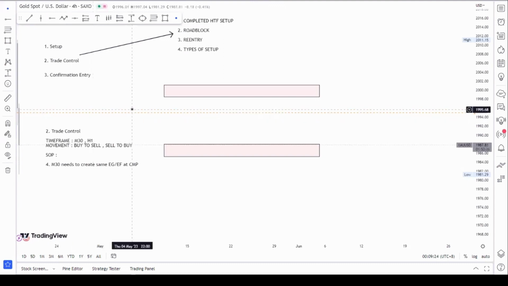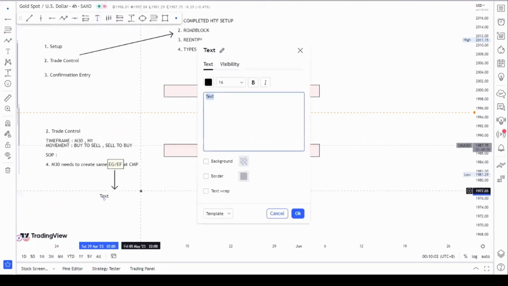All right. So as I said before, the chart is actually speaking to us. It's telling us where the price is going, where it's going to go, where it's going to end, where it's going to stop, and so on. If you see here, I say the entity needs to create the same EG or EF at the CMP, right? So back to what I've said earlier, the chart is speaking to us. When it creates an EG, it means something. And when it creates an EF, it means something.